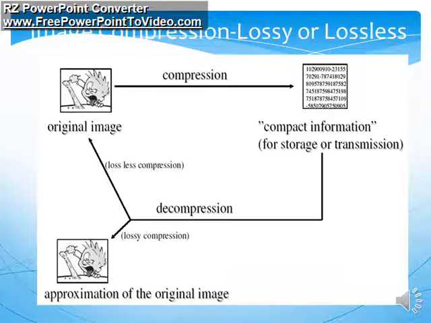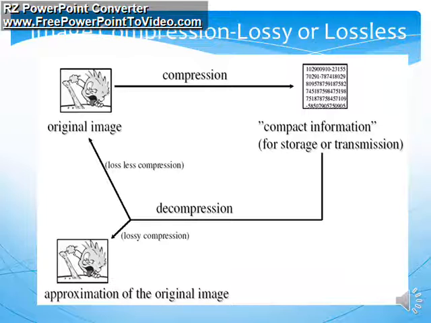Here an example has been given through an image, which is image compression, lossy or lossless. Here we can see two images. The first one is the original image. After compressing, we have some compact information for either storage or transmission. To store more information or to require less bandwidth for transmission, we require this type of compact information, and that compact information can be obtained through the image compression technique. So here we can see the original image and, after compression, the compact information.